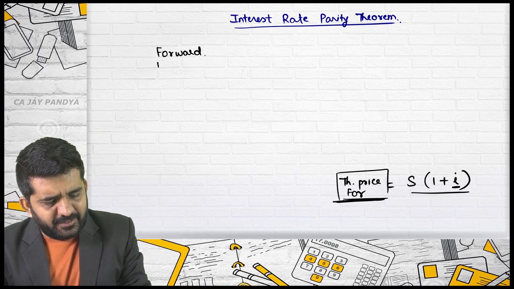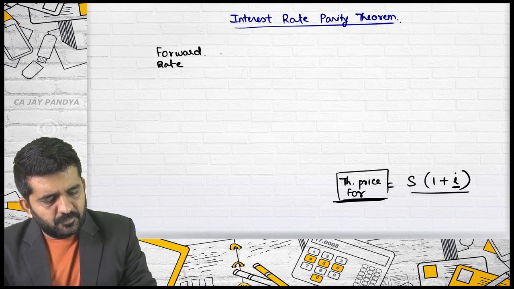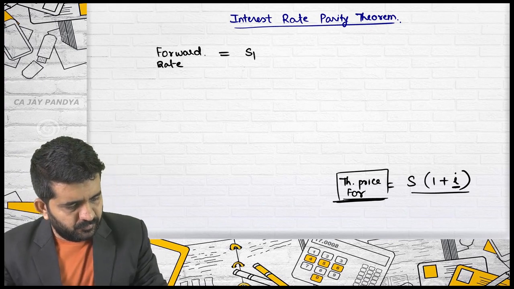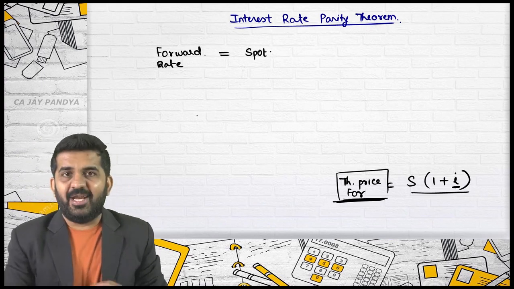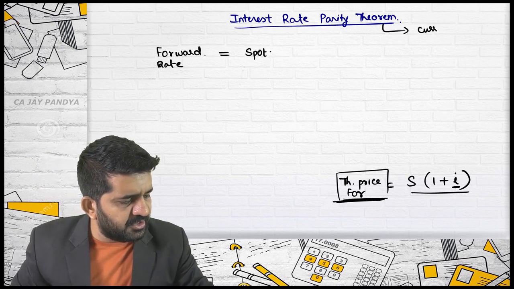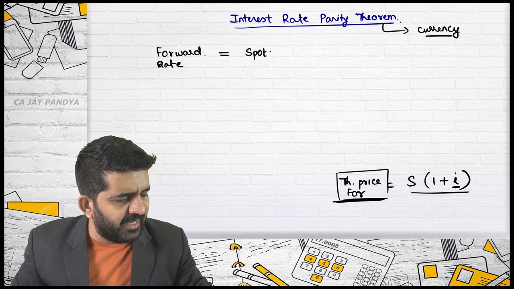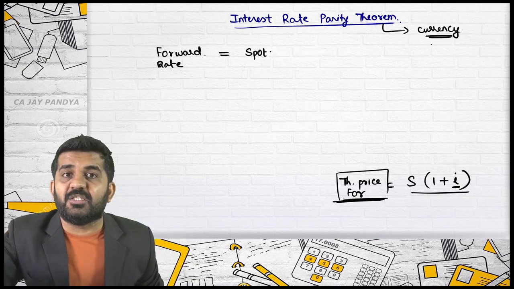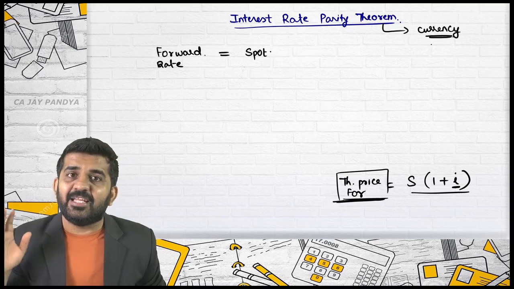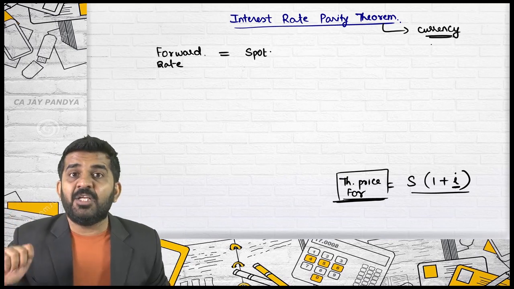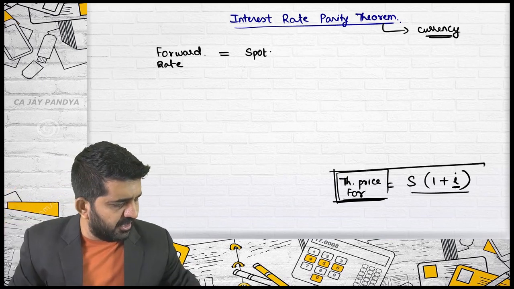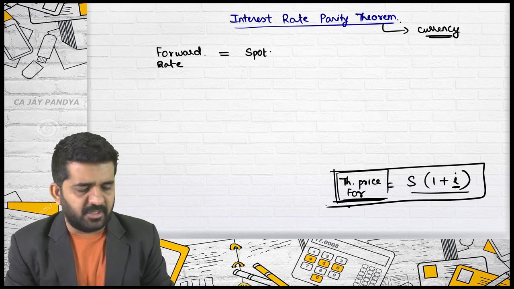forward rate should be equal to spot rate. Interest rate parity theorem comes into consideration when you are finding out the forward rate of any currency. So if it is dollar, pound, yen, Swiss franc, anything, you can take this. But if they are potatoes, if it is Reliance shares, if it is Tata shares, you will have to find out the theoretical price of forward in this manner.